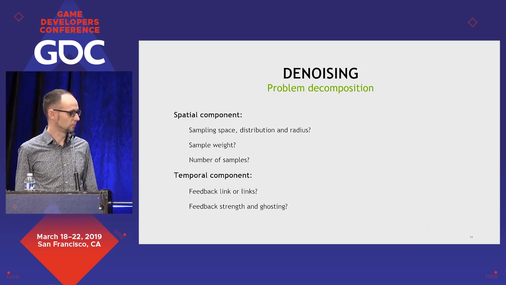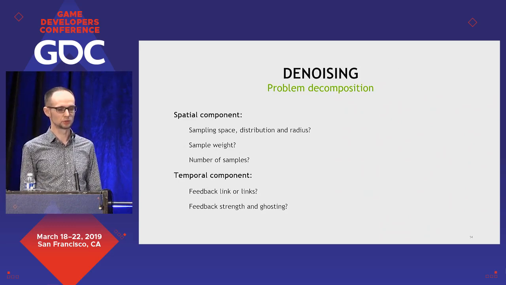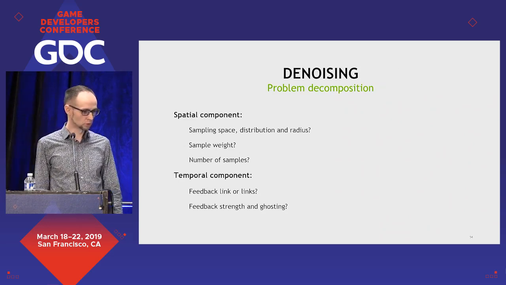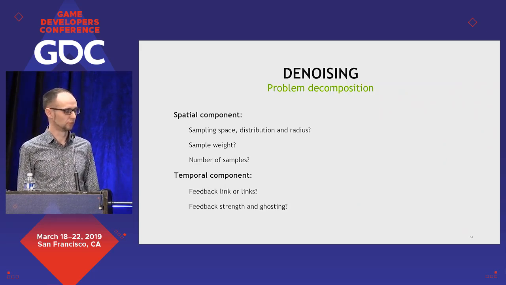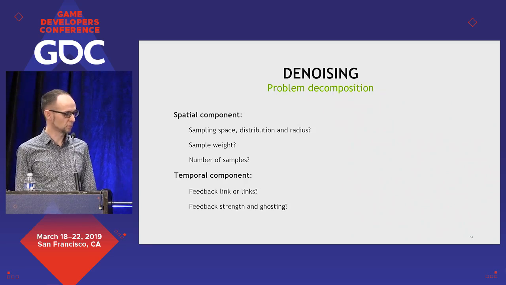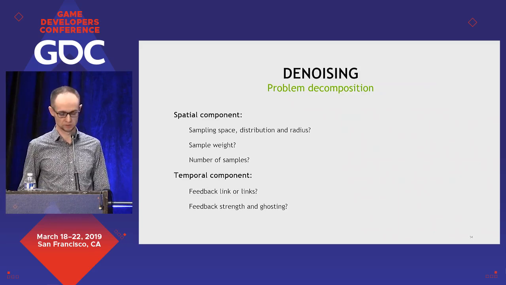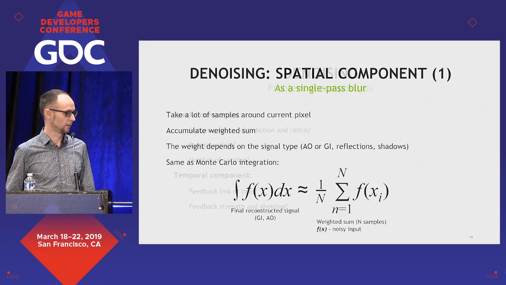Actually, denoising can be decomposed into two components, spatial and temporal. Speaking about the spatial component, we need to cover the following topics: sampling space, distribution and radius, how many samples are needed, how to compute sample weight. And for the temporal component, the most interesting thing is temporal feedback, its direction and strength.